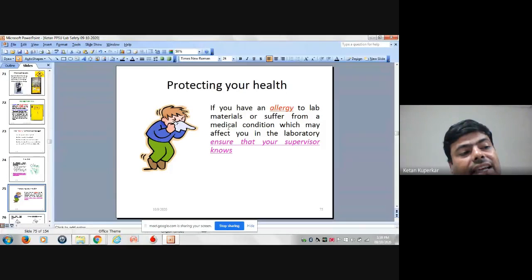In another very rare case, a few people are allergic to some lab materials or to different kinds of fumes or gases. So in advance, you need to inform the supervisor that you are allergic to this kind of practical, so that they can keep a serious watch on you while you do such practicals.